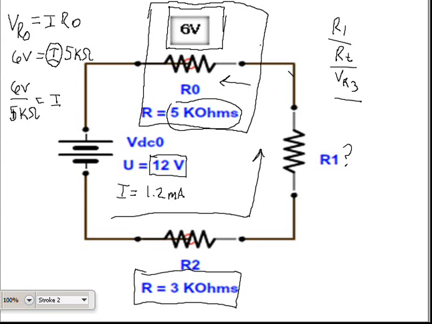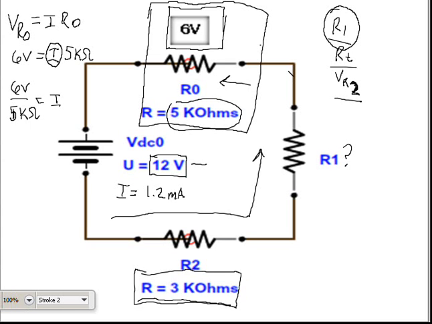So let's first think about R1. Well, we know that the total resistance is equal to the sum of the individual resistances. So if I come up with the total resistance and then subtract the value of R2, and that should be R2, not R3 there. Subtract the value of R2 and the value of R0, that can only give me the value of R1. So how do I find the total resistance?